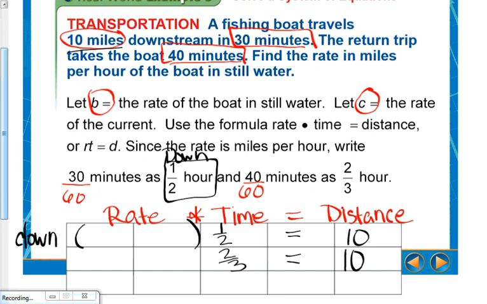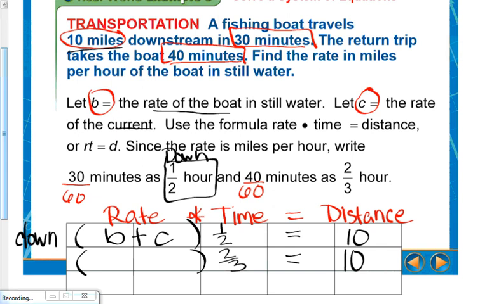Now, rate is where it gets a little bit tricky. Because remember how I said that when we're traveling in the water, when you're going downstream, you're going fast because it's the speed of the boat and the speed of the water, right? So we have 2 different variables. We have B, the rate of the boat, and C, the rate of the current. So that's B plus C. Going together, you're going extra fast.